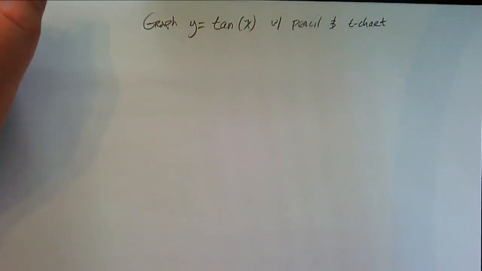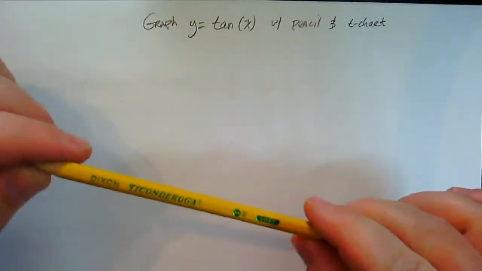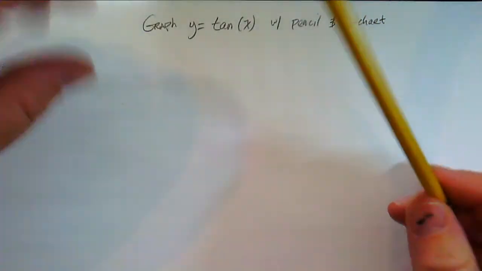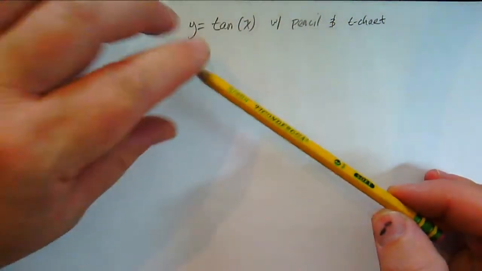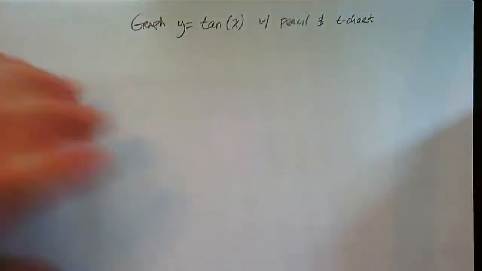All right, ladies and gentlemen, let's do this. Here's what we're going to do. We're going to use this good old pencil right here, this Dixon Ticonderoga number 2, whatever basic information is in our heads about trigonometry, and this piece of paper. We're going to make a t-chart, and we're going to graph y equals the tangent of x.